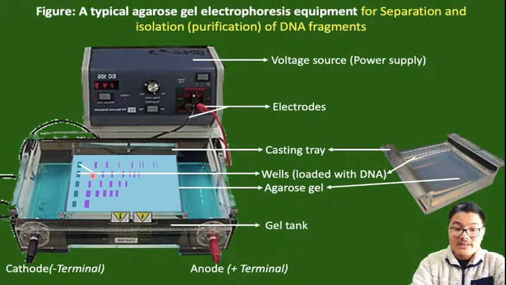Particularly the movement of DNA, which is loaded at the negative terminal, is migrating from the negative terminal to the positive terminal on the basis of charge, mass, and size. Those DNA fragments which are lighter, which have a smaller size and less mass, move faster. And DNA which is larger and heavier in mass moves very slowly.